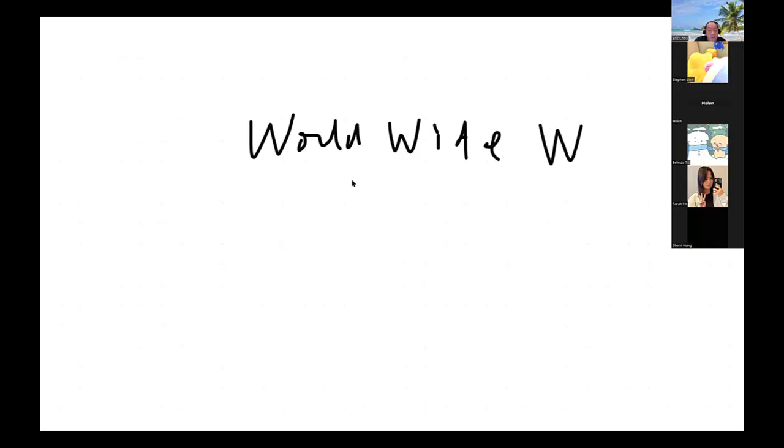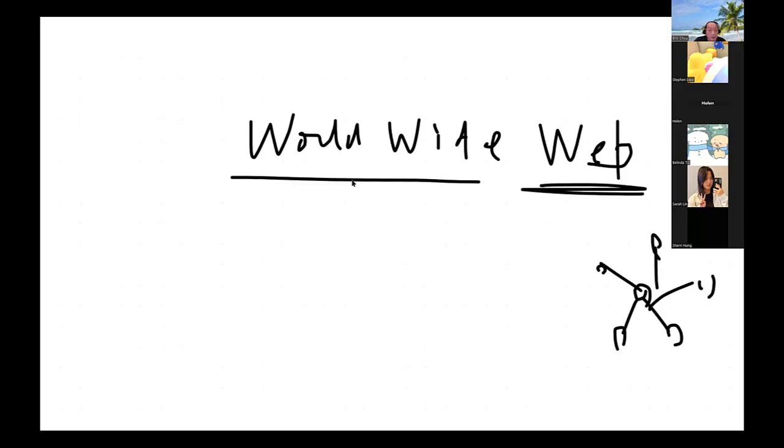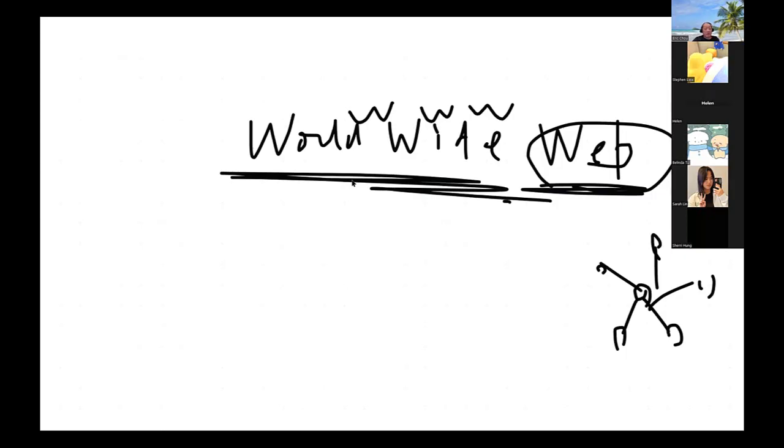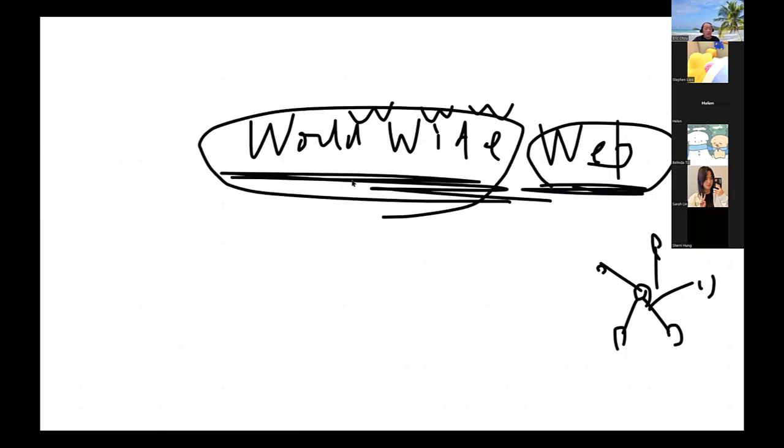So the next one is the World Wide Web. A web is a network locally. Okay, this is one website. World Wide Web means the web that is connected worldwide. WWW is the web that is connected worldwide. It's called the World Wide Web. Okay. So the internet is the network among networks.